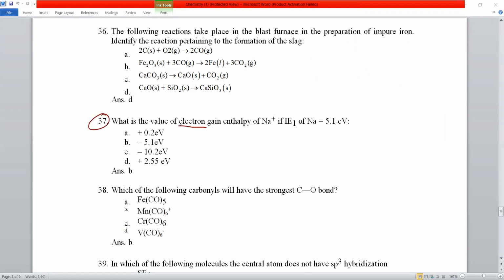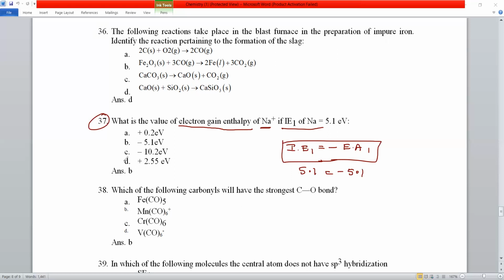Next, 37. What is the value of electron gain enthalpy of Na plus if IE1 is 5.1? We know very well IE1 is equal to minus EA1. Numerically both will be the same, but the sign varies. So IE1 value is 5.1, then EA1 value is minus 5.1. It is applicable only for IE1 and EA1. IE2 and EA2 will not be equal. So the answer should be minus 5.1. B is the answer.